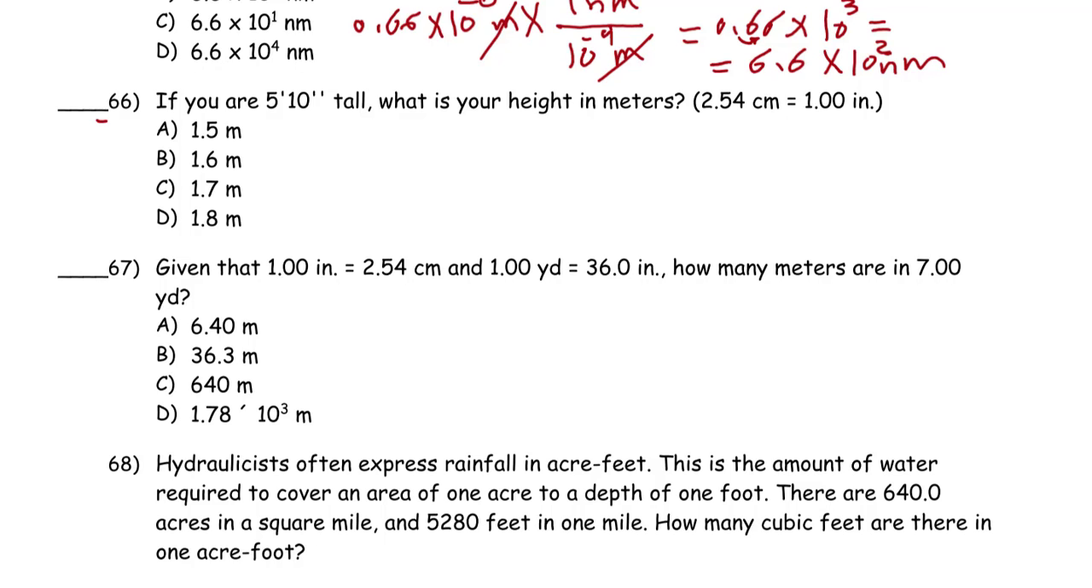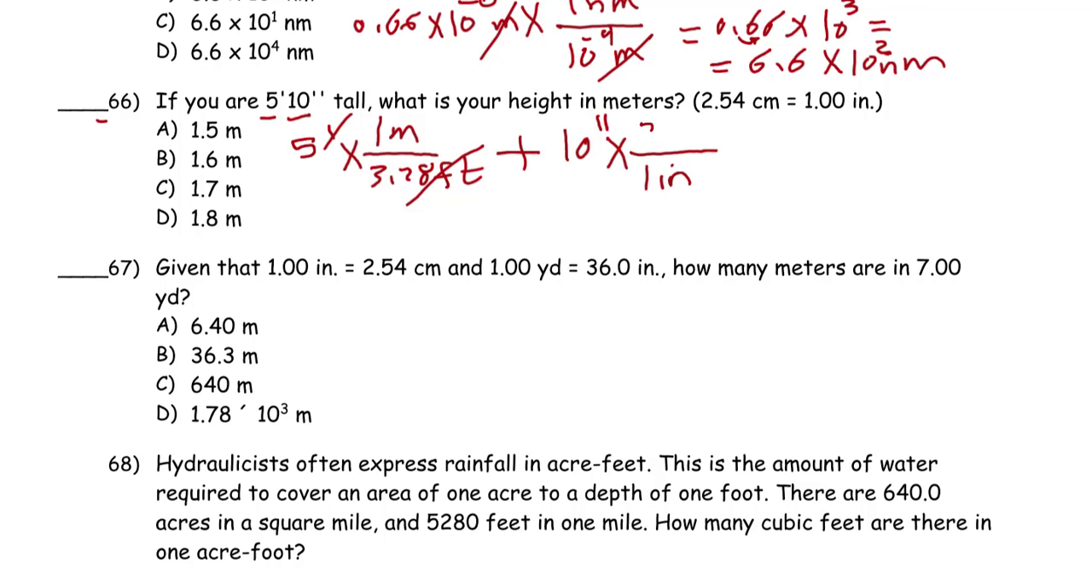66. If you are 5 feet 10 inch tall, what is your height in meter? At the beginning, you have to know that 1 meter equals 3.28 feet. This is a sign of feet, which goes with feet. Now we have from feet to meter plus 10 inch. You know that 10 inch, we can convert it from inch to centimeter. 1 inch is 2.54 centimeter. And after that, you can convert centimeter to meter, 1 meter is 100 centimeter. So centimeter goes with centimeter, inch goes with inch.